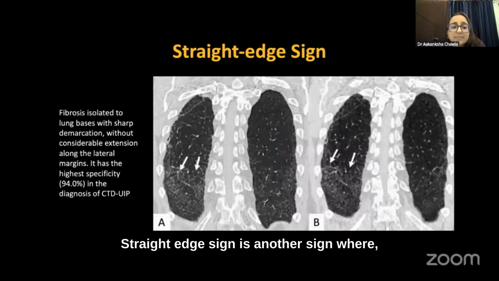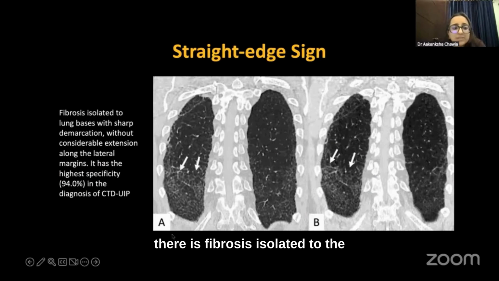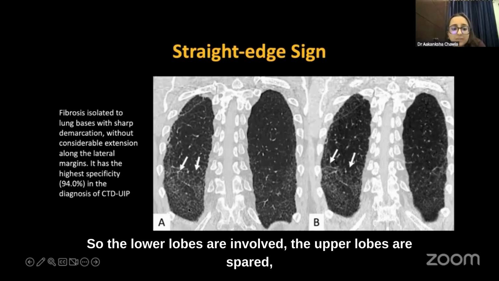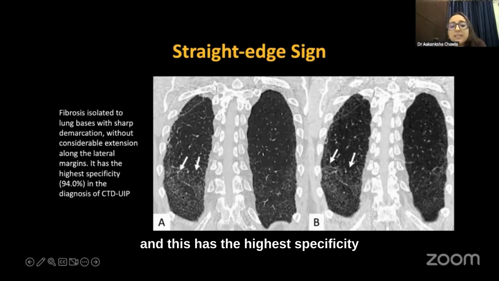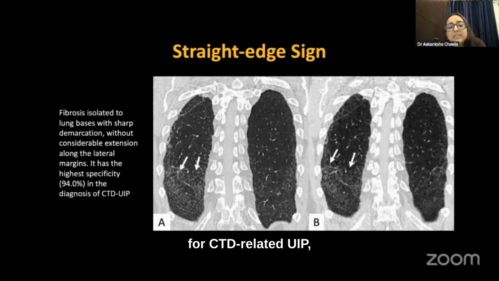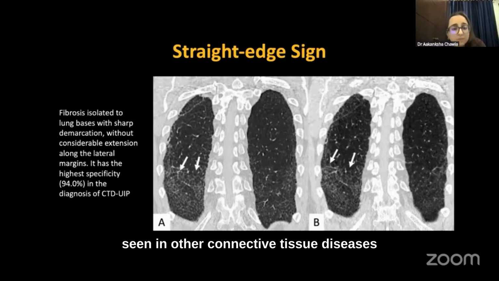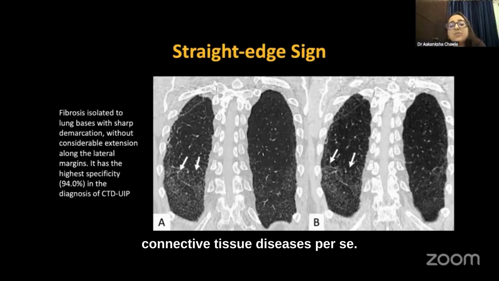Then straight edge sign. Straight edge sign is another sign wherein, as you can see, there is fibrosis isolated to the lung bases, and there's a sharp demarcation. So the lower lobes are involved, the upper lobes are spared, and this has the highest specificity for CTD related UIP, and it is seen in a lot of your rheumatoid arthritis patients as well, seen in other connective tissue diseases as well.